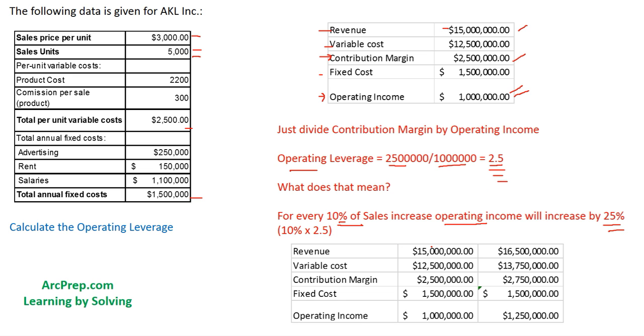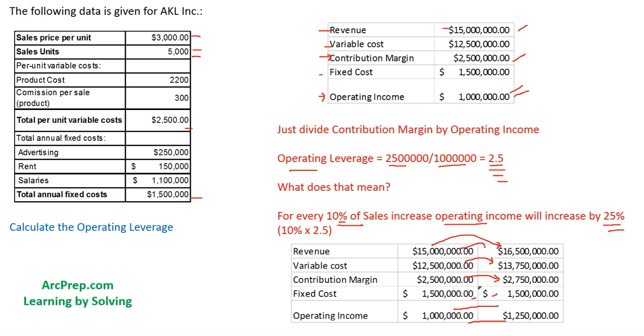If I increase my revenue by 10%, what's going to happen is my new revenue is going to be 16.5 million. My variable cost will increase as well, exactly by 10%. My contribution margin is going to increase exactly by 10%, from 2.5 million to 2.75 million. My fixed cost will stay the same, and my operating income will increase from 1 million to 1.25 million. This increase is a 25% increase.